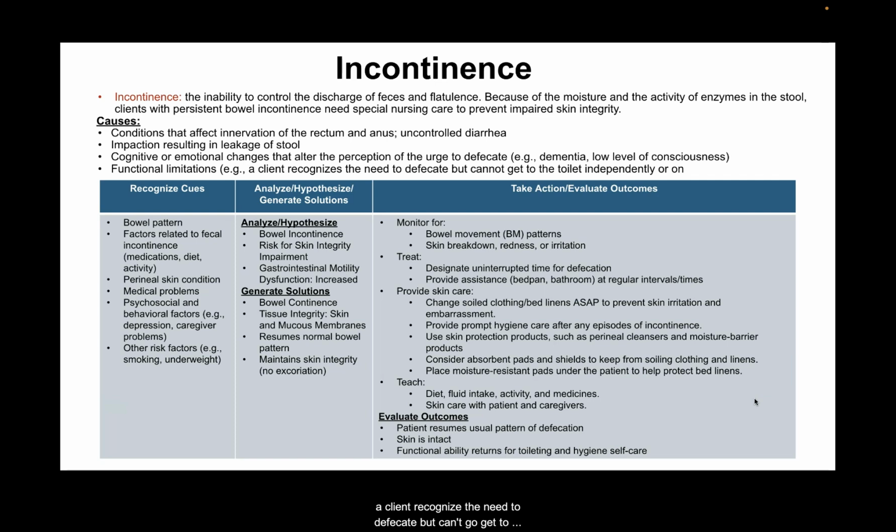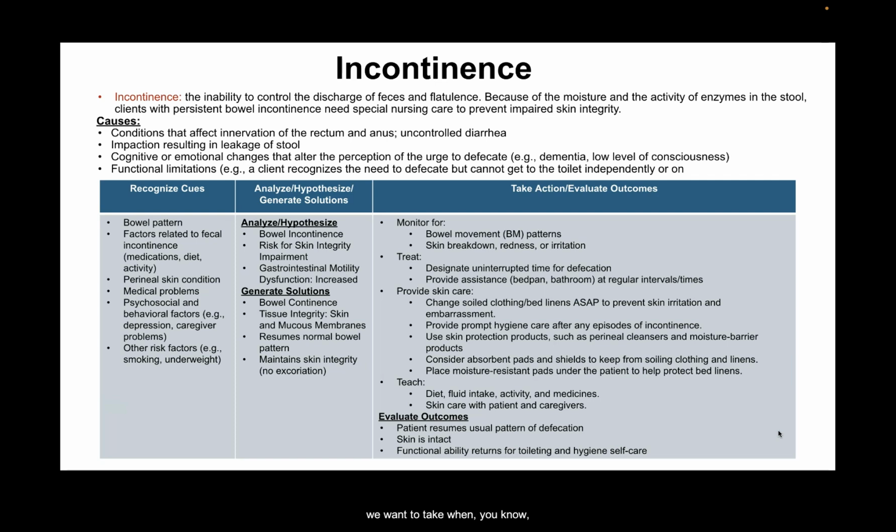For example, a client recognizes the need to defecate but can't get to the toilet independently, right? So we want to help them get to the toilet. Recognizing cues. What do we recognize? Bowel patterns, factors related to fecal incontinence, and see if they have any medications or what diet or activity levels that are maybe causing the incontinence. Make sure they check their perineal skin condition, any medical problems, psychosocial behaviors, other risk factors, for example, smoking and being underweight. So these are some hypotheses and goals that we can set for our patients.